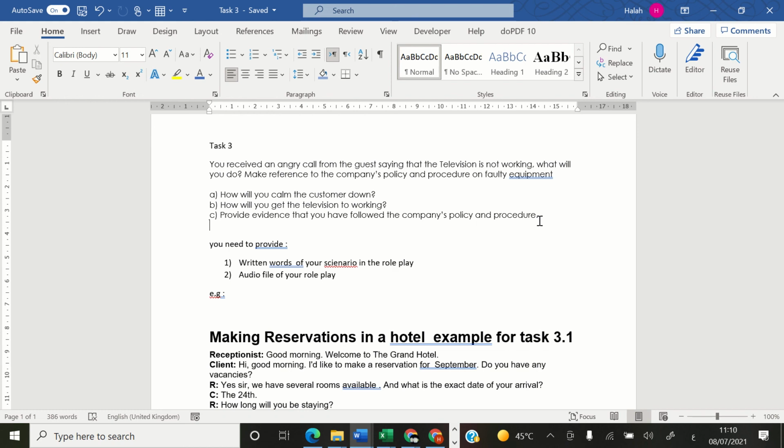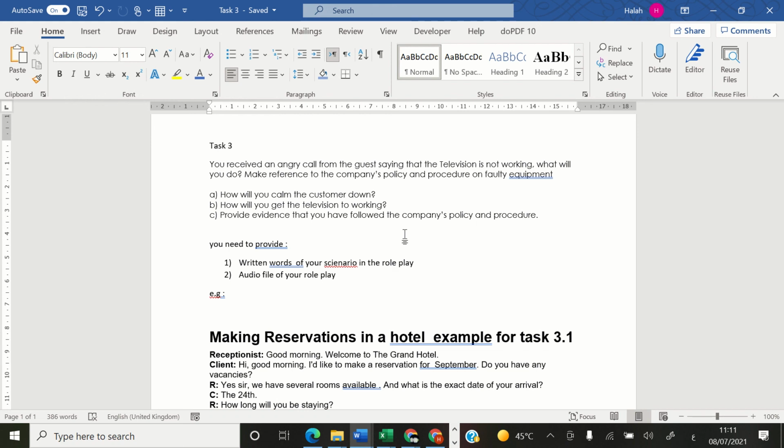So don't worry, you have to do task 1, 2 and task 2 for today. Then task 3 will be, inshallah, for next week, and also we will try to cover task 4. But I will explain it now because we just finished the class. So you can link the information from the slide with what you have to prepare yourself for task 3 for next week. Get the point? Okay. So for task 3, you receive an angry call from the guest saying that the television is not working. So someone is calling you from his room, you are the receptionist, and he was angry because the TV is not working.